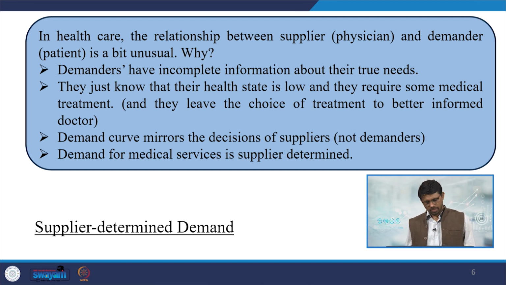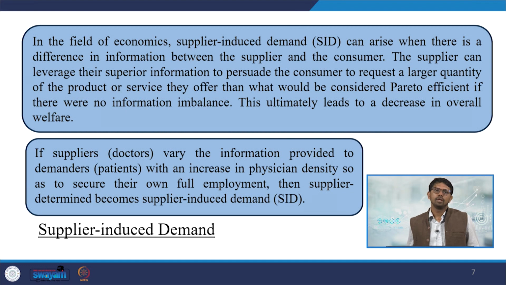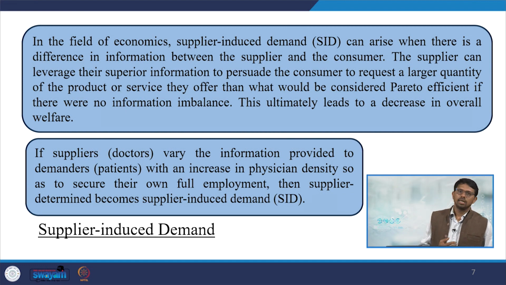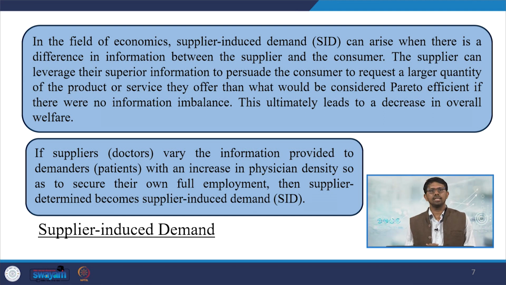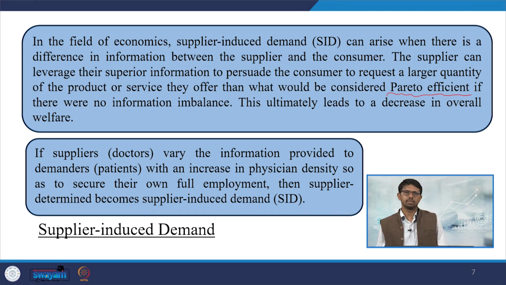So, let us explain supplier determined demand. In the field of economics, supplier induced demand, or SID, can arise when there is a difference in information between the supplier and the consumer or the patient. The supplier can leverage their superior information to persuade the consumer to request a larger quantity of the product or service they offer than what would be considered Pareto efficient if there were no information imbalance.